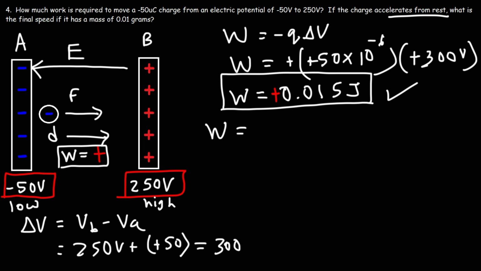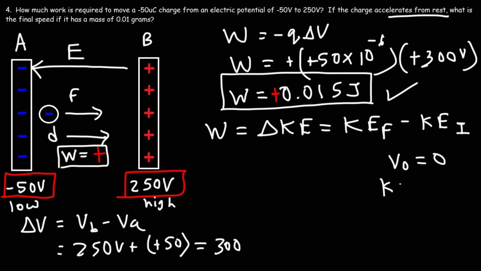Now we know that work is equal to the change in kinetic energy. And the change in kinetic energy is the final kinetic energy minus the initial kinetic energy. Kinetic energy depends on the speed. There is no kinetic energy if a particle or an object is not moving. So notice that it accelerates from rest. Therefore, the initial speed is 0, which means that the initial kinetic energy is 0. So if this is 0, we could say that the work is equal to the final kinetic energy.